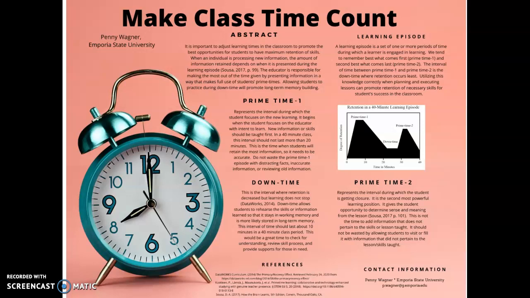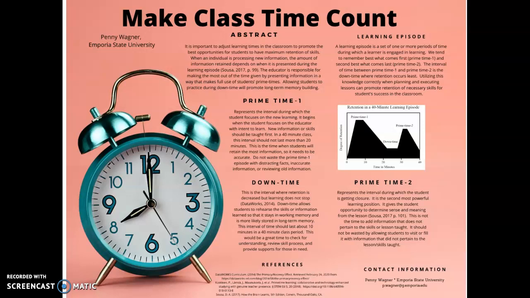The first interval is called Prime Time 1. In a 40-minute class period, this usually lasts about 20 minutes. During Prime Time 1, you want to give the students the best and most accurate information, as this is when they are most focused on the new learning. You will want to give a short attention getter that relates to the lesson to gain their focus, and then begin. This is followed by a short downtime.